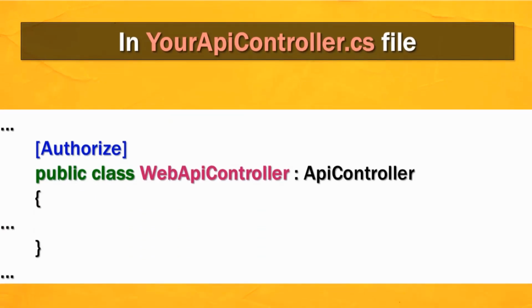Then in the API controller.cs file, make sure that you have added the Authorize attribute at the top of your API controller class.